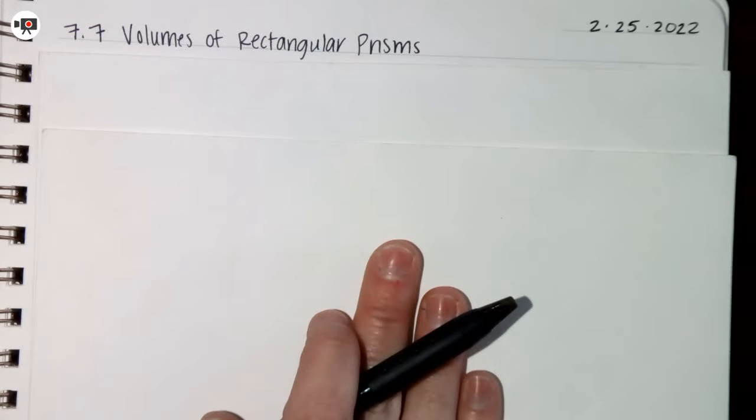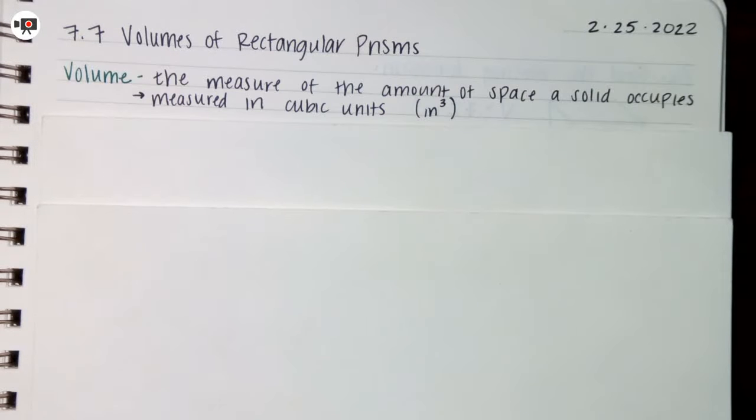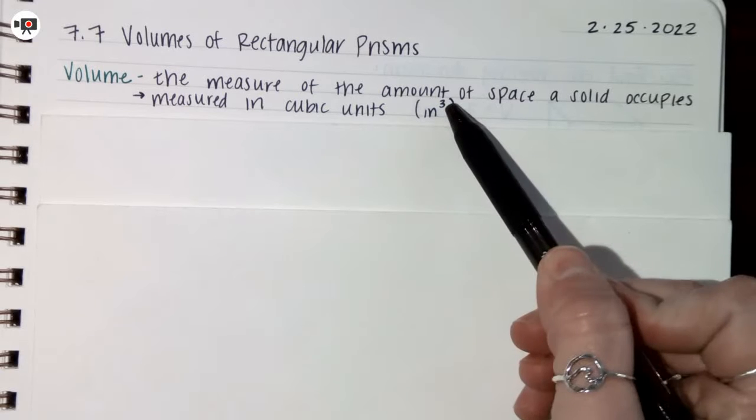This is 7.7, volumes of rectangular prisms. So volume is the measure of the amount of space a solid occupies. So it's how much space it takes up. And these are measured in units cubed, or cubic units. So that's where the little exponent here is a 3.